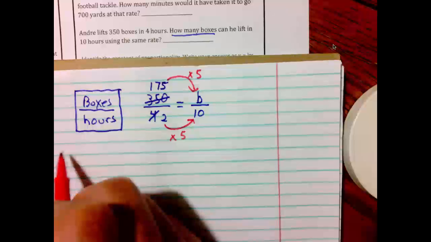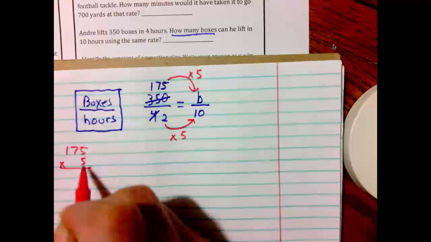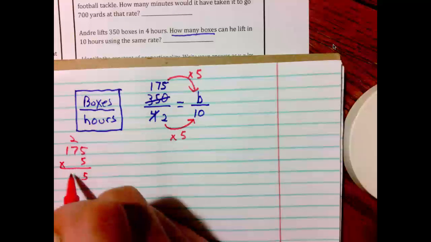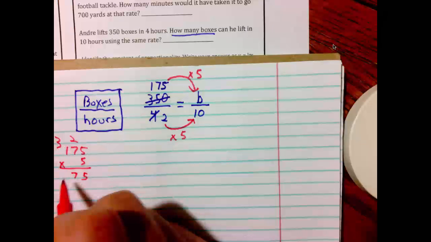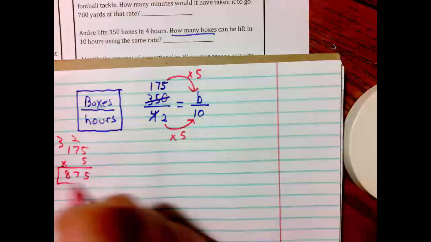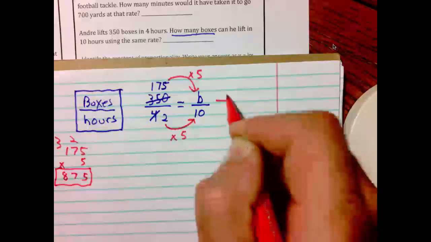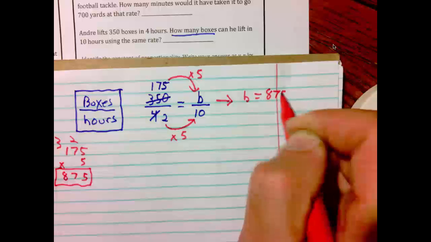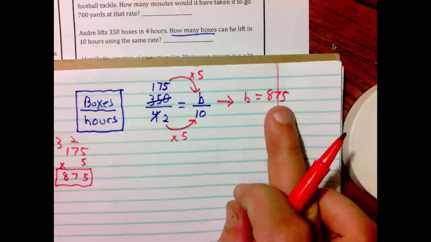Coming over to our scratch paper. 175 times 5. 5 times 5 is 25. Carry my 2. 5 times 7, 35, and 2, 37. Carry my 3. 5 times 1 is 5, and 3 more is 8. We have 875. So B is equal to 875. That is our number of boxes he can lift in 10 hours.